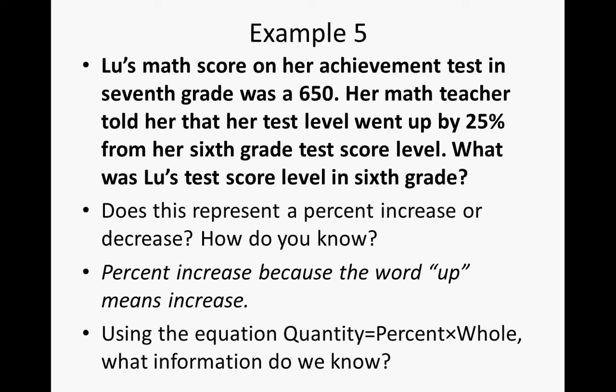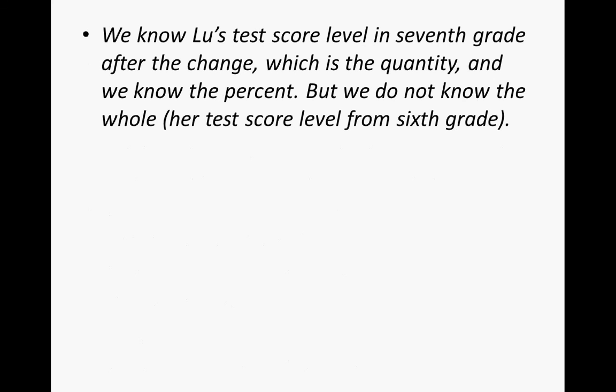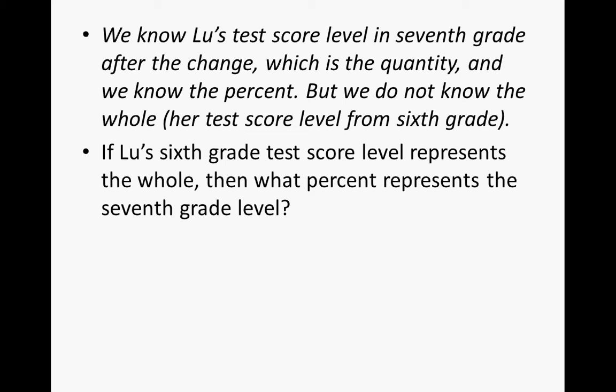So using the equation quantity equals percent times whole, what information do we know? Well, we know Lou's test score level in 7th grade after the change, which is the quantity, and we know the percent. But we do not know her whole, which is her test score level from 6th grade. So if Lou's 6th grade test score level represents the whole, then what percent represents the 7th grade level? Well, it would be 100% plus 25%, so it would be 125%.